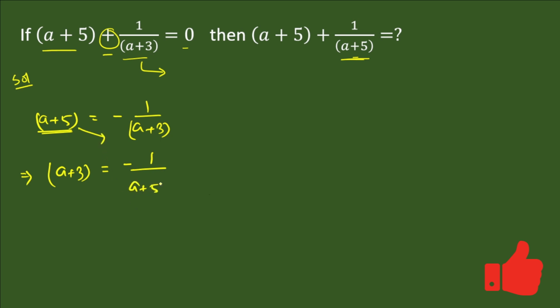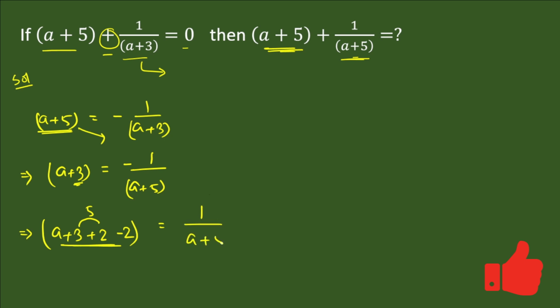a plus 5, right? Now in the question we'll have to make it a plus 5. Now we'll write this 3 as 5. Now look here, it is a plus 3 and we'll have to make it 5. For that we'll add 2 and we'll subtract 2, right? So it is a plus 5. In the right hand side we have 1 over a plus 5 and its sign is given, it is negative. Now this term we can write as a plus 5 minus 2, right? And that is equal to negative 1 over a plus 5.